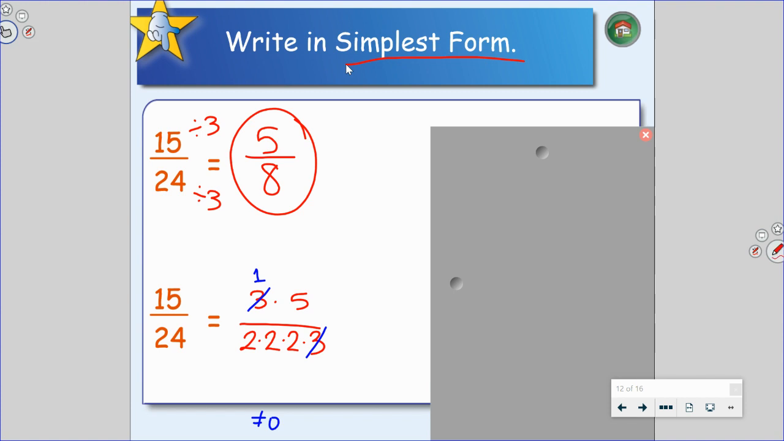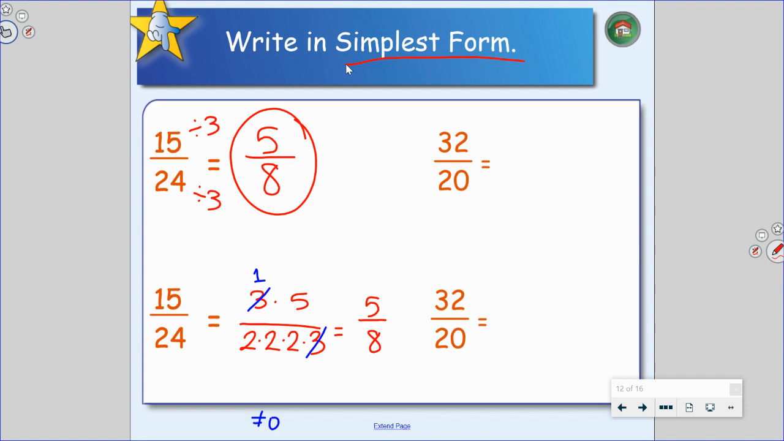And so look what remains. We have 5 in the numerator. We have 2 times 2, which is 4 times 2, which is 8 in the denominator. Prime factorization could also help you with reducing. And I have a hunch that you didn't learn that in 6th grade. I could be wrong. Now let's go on with 32 over 20.